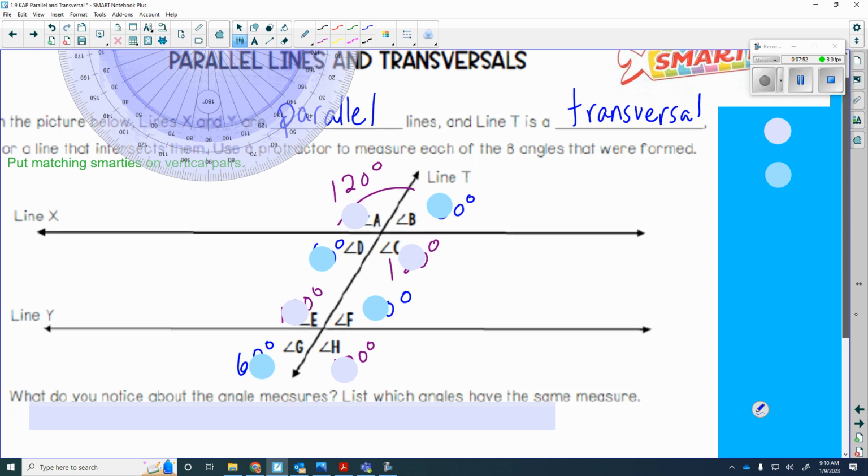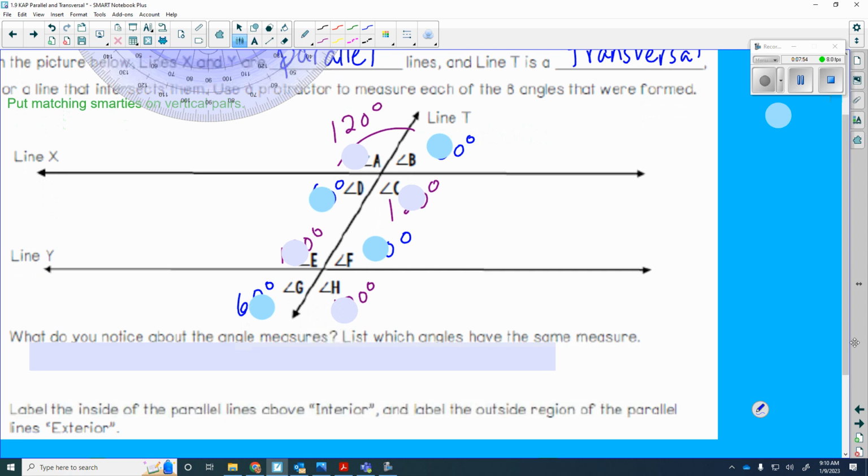Now, here is what I'd like for you to do. Take a look at the picture, now that you have your Smarties there. You should have 4 of one color and 4 of another color, each person. If y'all don't have enough, you gotta tell me, so I can give you more.